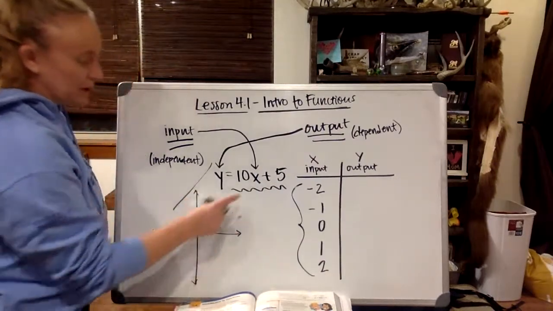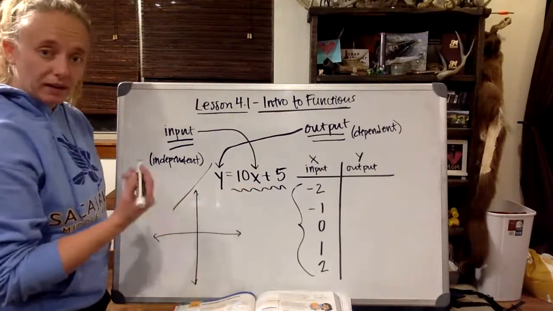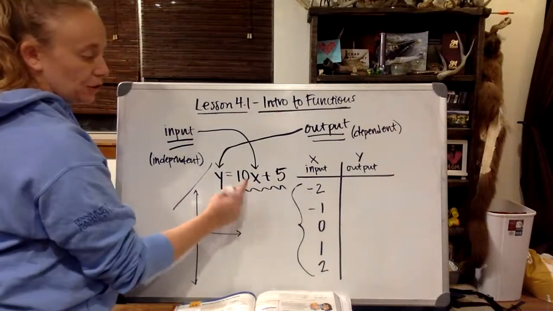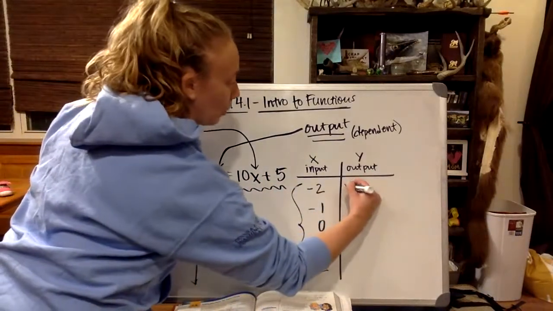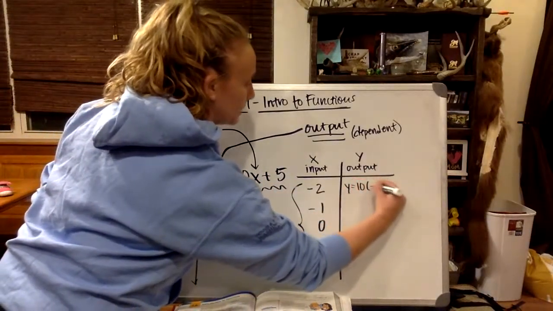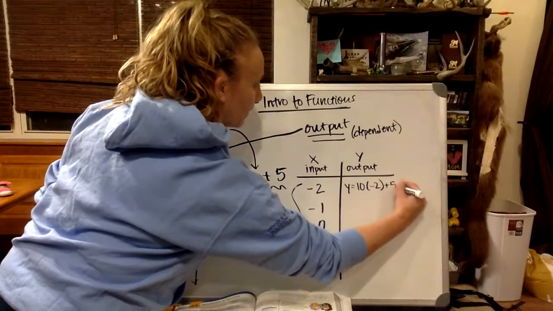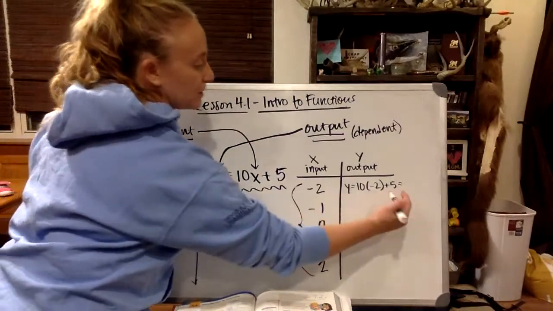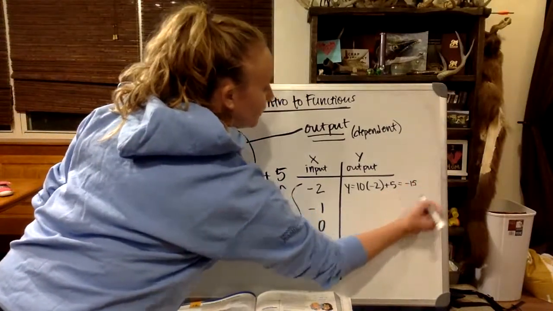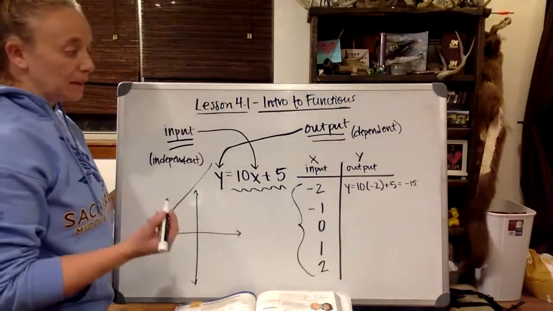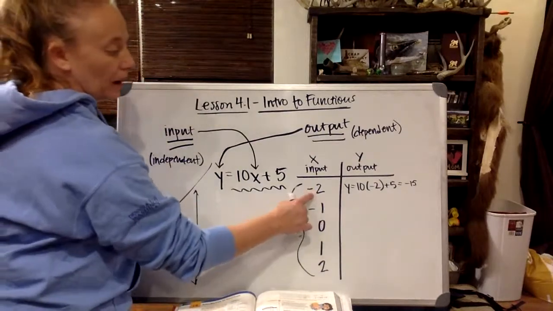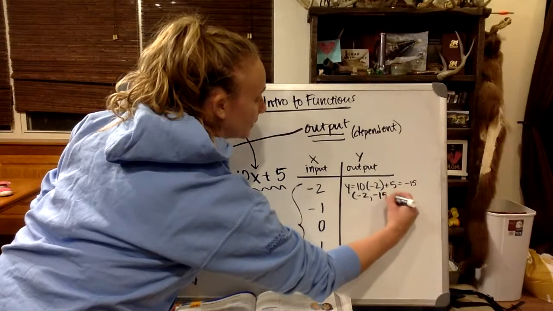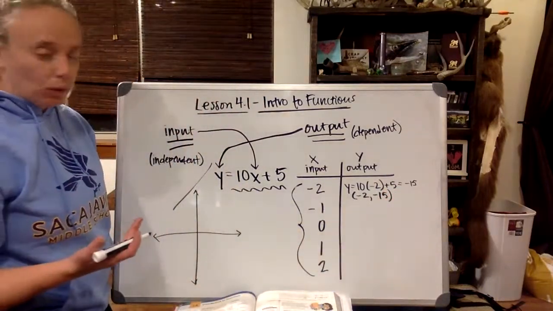So let's put some numbers in here, and this is what I expect of your work for this particular unit. If I put a -2 in here, I truly want you to write y is equal to 10 times negative 2 plus 5. And then I want you to solve it. 10 times negative 2 is negative 20, plus 5 is negative 15. So you get an output of negative 15. That means we have an ordered pair of an x value of negative 2 and a y value of negative 15. That is our resulting coordinate pair.